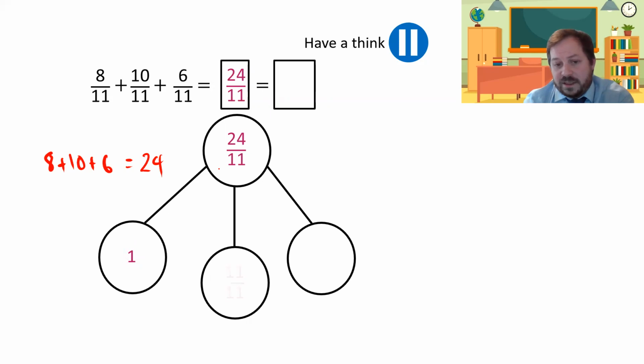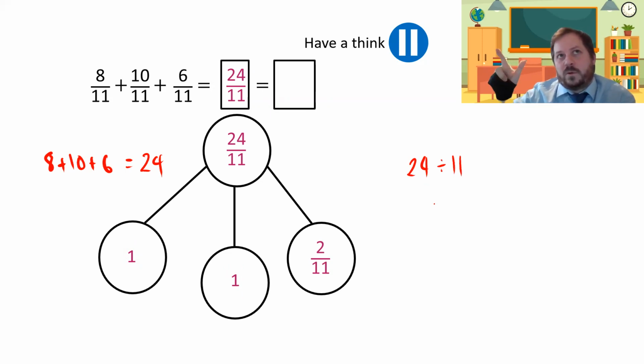I still actually have enough to take another 11 out. So there's my 1. And then I've got 2 left over. And actually, that could be more confusing. 24 divided by 11. Go through my 11 times table. 11, 22, can't go any higher. So it's definitely got 2 in it.